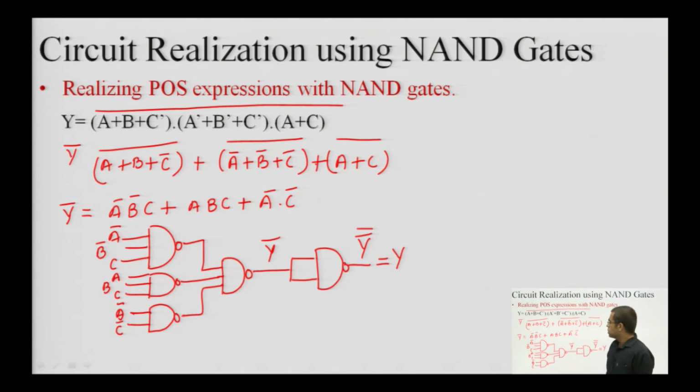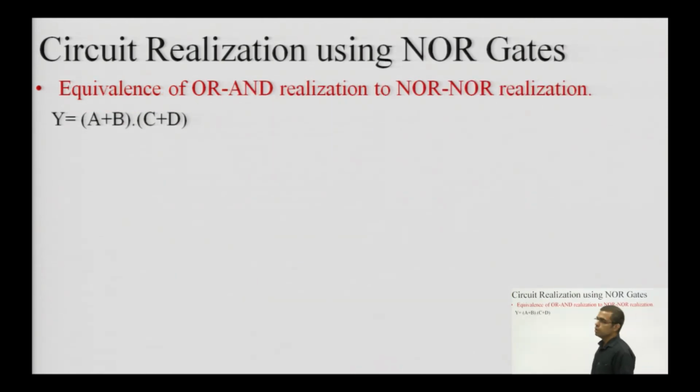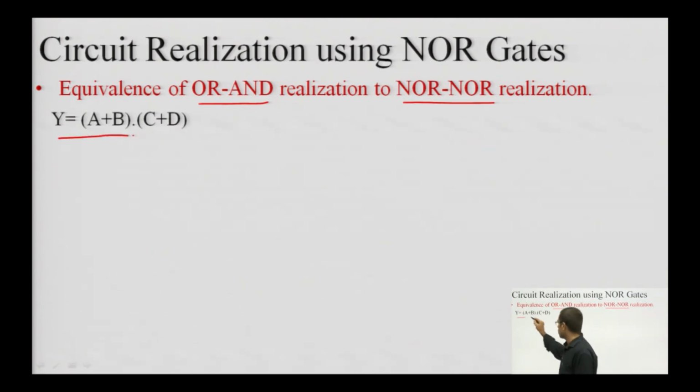Okay. Similarly, continuing in this fashion for circuit realization using NOR gates. Now, we have to first again establish the equivalence, which will be helping me in realization of NOR gate based structures. That equivalence which needs to be established is OR AND realization is equivalent to NOR. That means, OR AND based structure. So, this is OR AND type expression. OR AND can also be termed as POS type expressions.